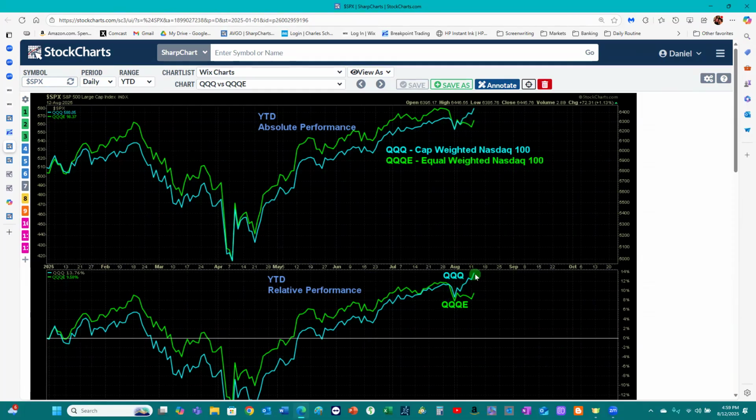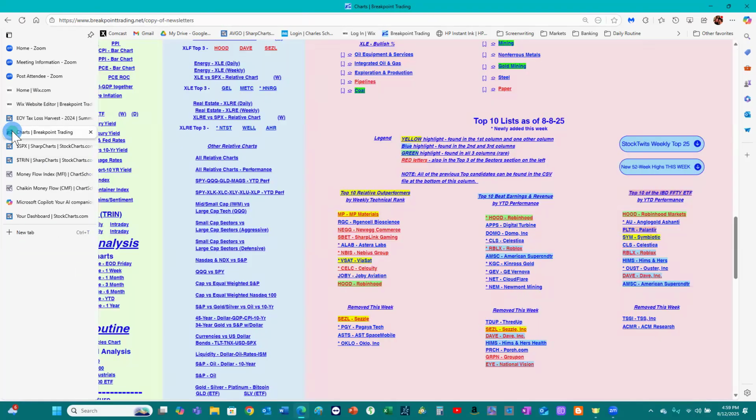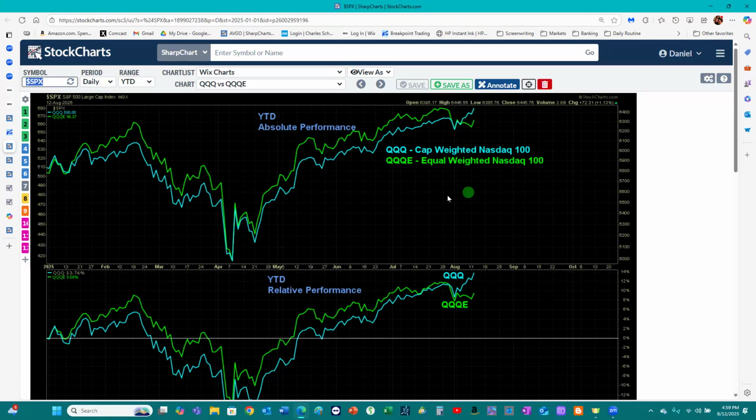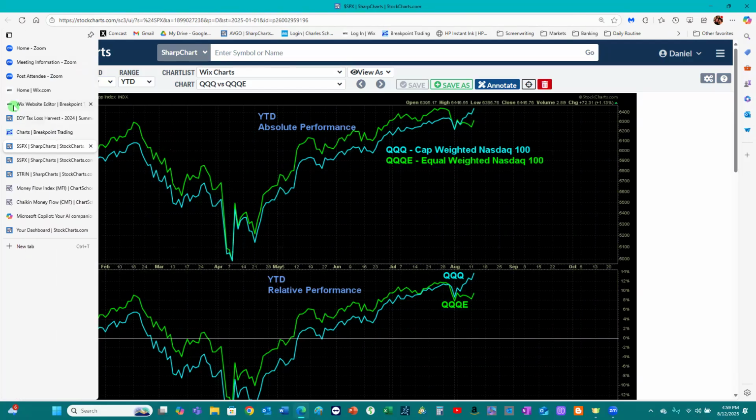QQQ is the cap weighted index. QQQE is the equal weighted index. This is showing you that this whole market is being driven by just a few stocks. Those 10 or 15 large cap stocks are really driving things up. So I'm not sure if that's sustainable, but it doesn't really matter if the market's going higher. So yeah, it's the NASDAQ. I must have not put the S&P back in there.